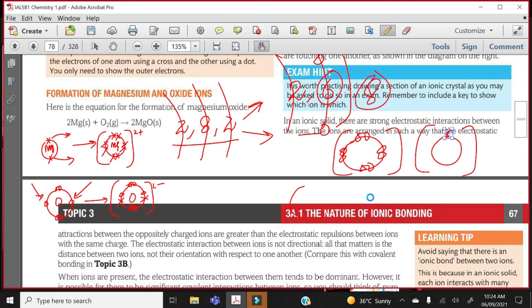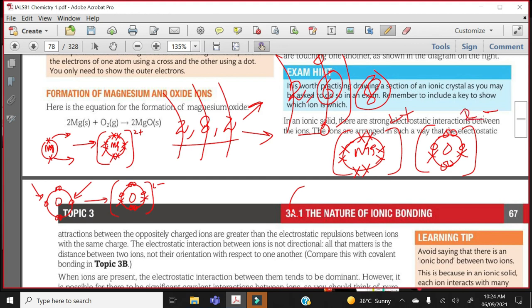So we have crosses for magnesium, 1, 2, 3, 4. I'm showing the shell which is left now. This is Mg with a 2 plus charge, and for oxygen we now have 1, 2, 3, 4, 5, 6 with a cross, and with a 2 minus charge.